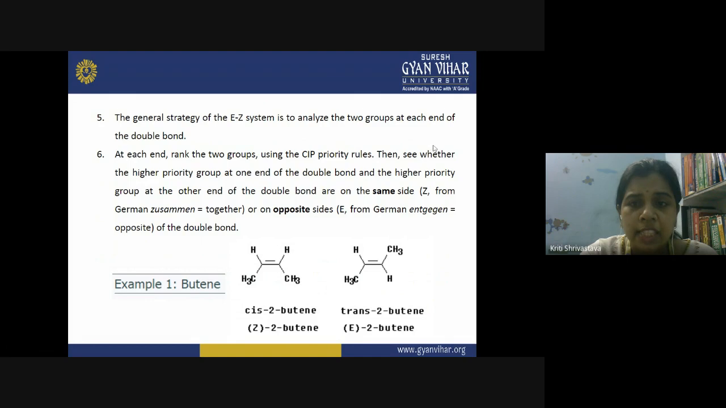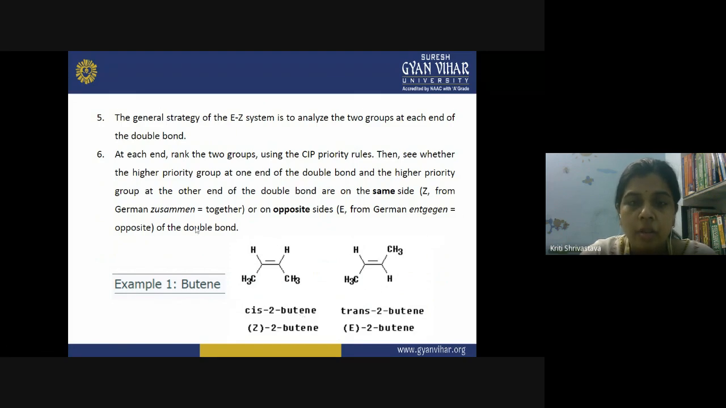So now we will look at the CIP rules, the Cahn-Ingold-Prelog priority rules. We will see whether the higher priority group at one end of the double bond and the higher priority group at the other end of the double bond are on the same side. If they are on the same side, you call it zusammen, that is together, and if they are on the opposite side, you call it entgegen, that is opposite. Zusammen is together and entgegen is opposite. Zusammen is Z, entgegen is E, when they are in the opposite direction.